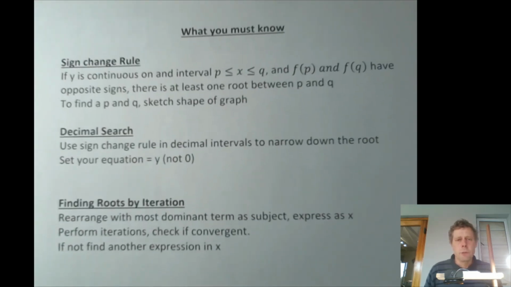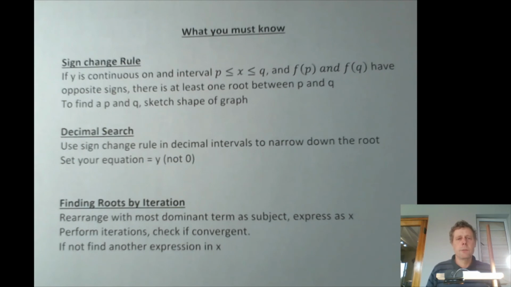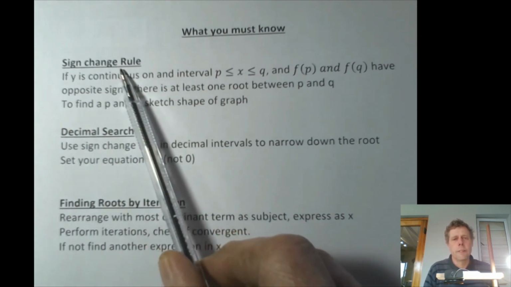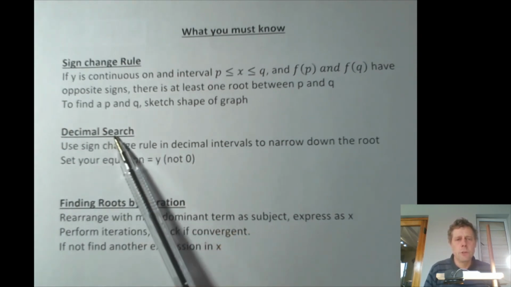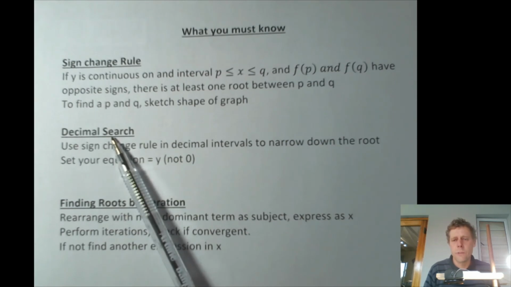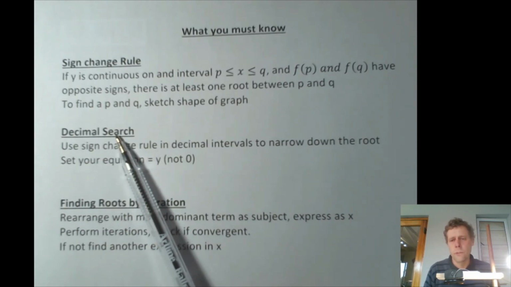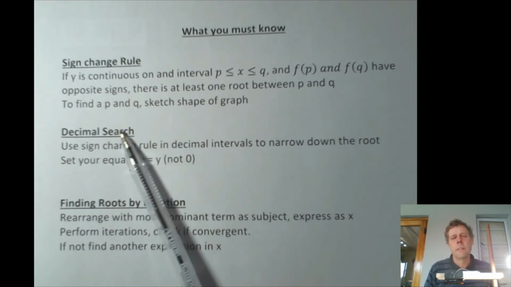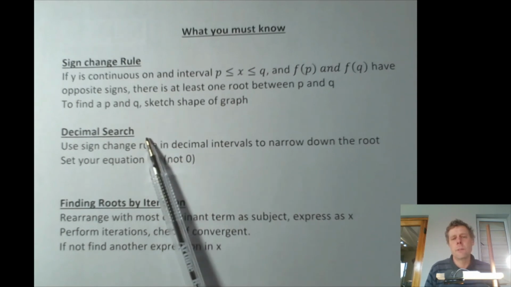What have we learned? What must you know? Well, first of all, there's the sign change rule. Now, the sign change rule is used as a feeder to the decimal search. They are always going to ask you to find a root between 2 points and lead you into the decimal search, if that's going to be part of the paper. So the sign change rule and the decimal search go hand in hand, okay?